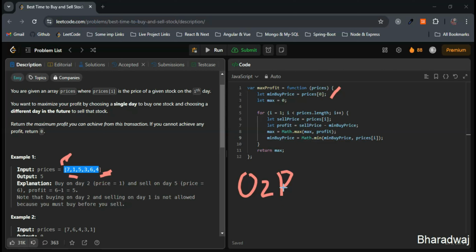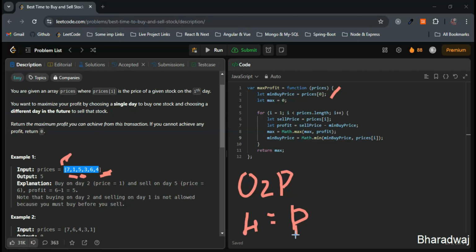On day 2, we come to 5. So profit is 5 minus 1: the minimum buy price is 1 and the sell price is 5, and 5 minus 1 is 4. The maximum profit is now 4, right? First it was 0 on the first day, and on the second day it is 4.